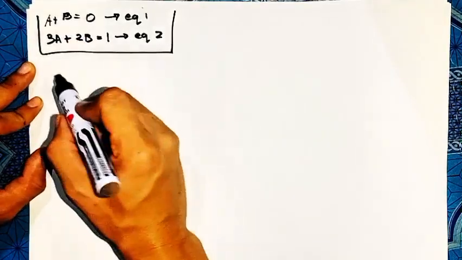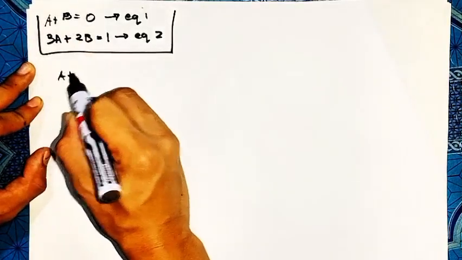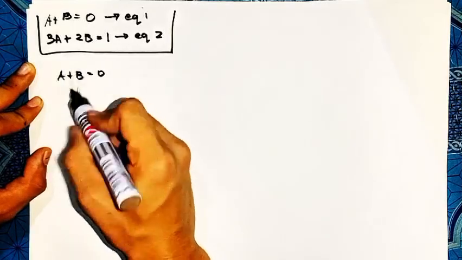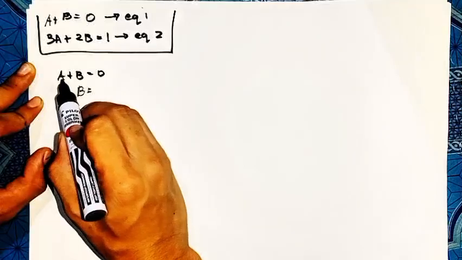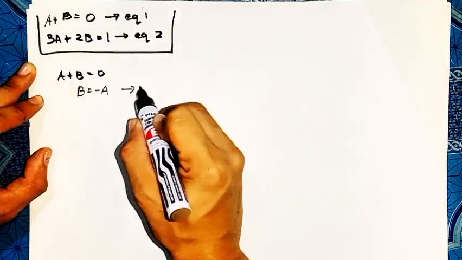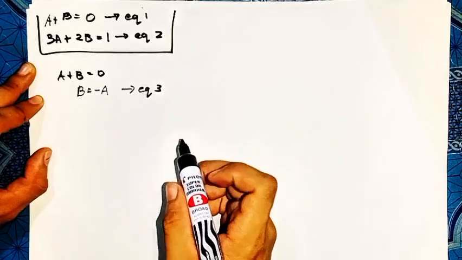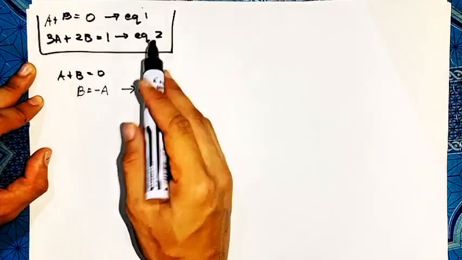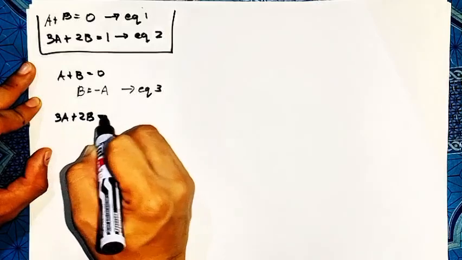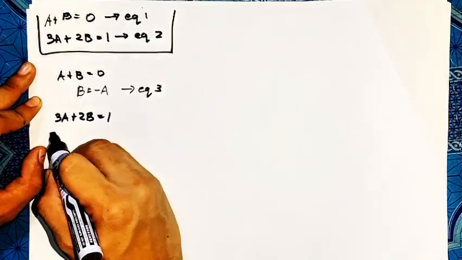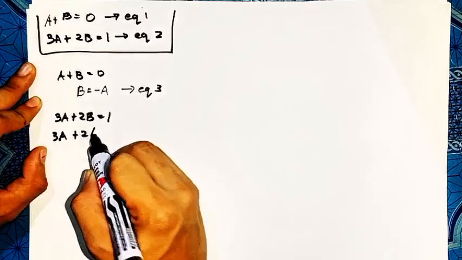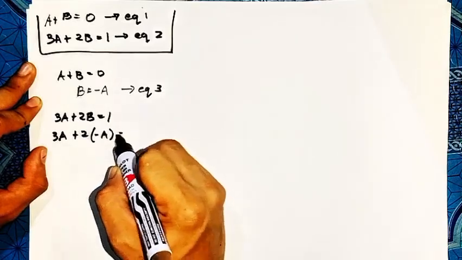Now let's start with equation 1. A plus B is equal to 0. So the value of B is equal to, transferring A, negative A. This is our equation 3. Now let's substitute equation 3 into our equation 2. So we have 3A plus 2B is equal to 1. Now 3A plus the value of B, so 2 times negative A, is equal to 1.